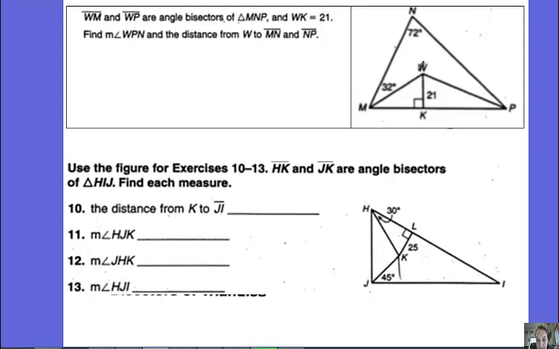So I need to figure out the angles over here. In a triangle, all of the angles add up to 180 degrees. So if this is 72 and this is 64, 72 plus 64 is 138. I'm going to subtract 138 from 180, and I get 44. So this whole angle is 44. And if this is an angle bisector, it's going to divide that angle into two congruent angles. So each of these little angles is going to be 22 degrees. So the measure of angle WPN is going to be 22 degrees.